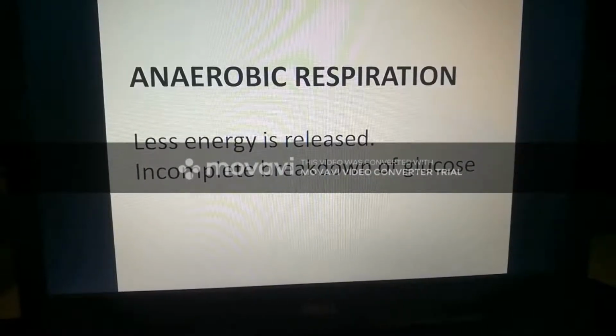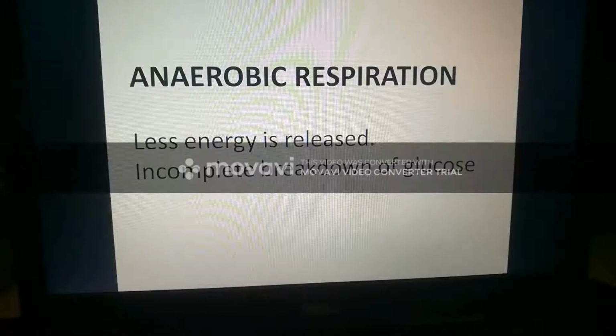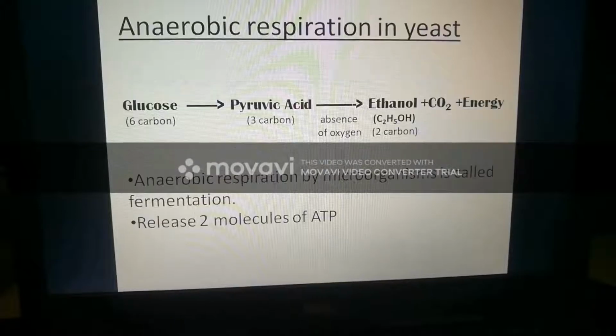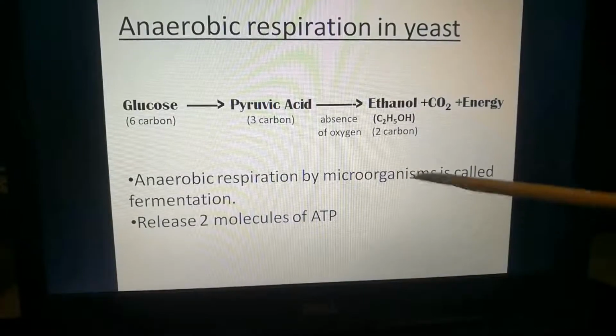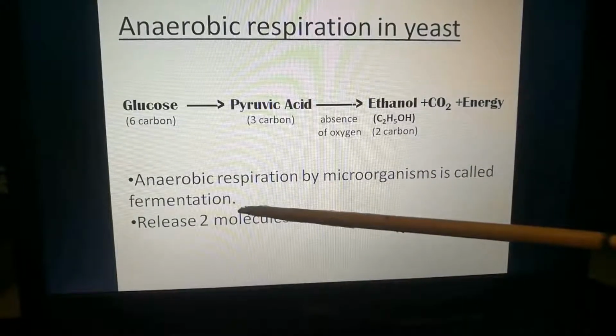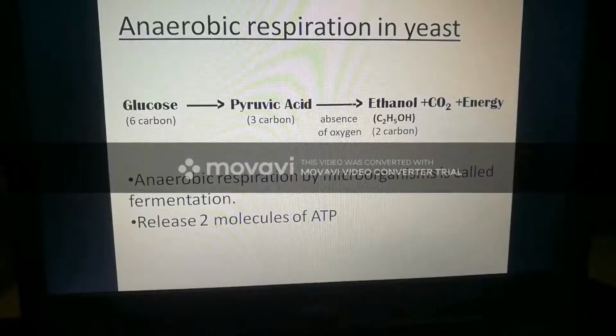Anaerobic respiration you can see happening in some microorganisms like bacteria, yeast, or sometimes in the muscle cells of human beings. We will study anaerobic respiration in detail. First, let us consider the anaerobic respiration happening in yeast. The anaerobic respiration carried out by microorganisms is called fermentation. Fermentation is a process in which the glucose is broken down anaerobically.